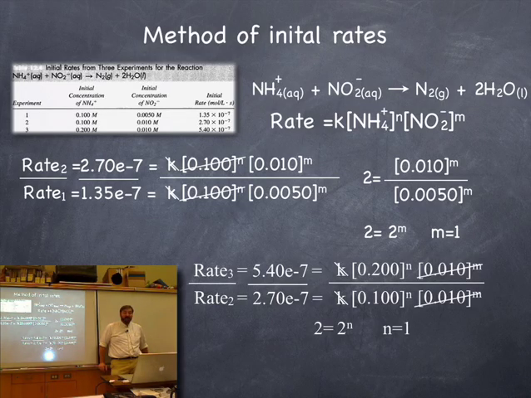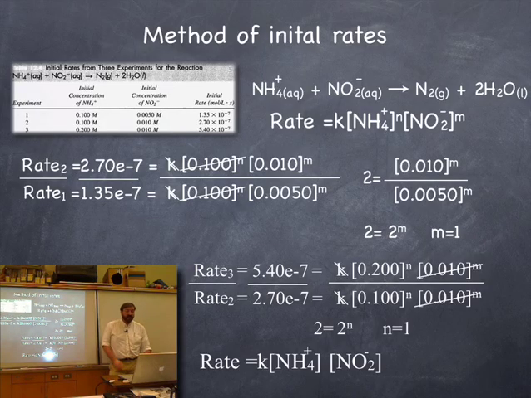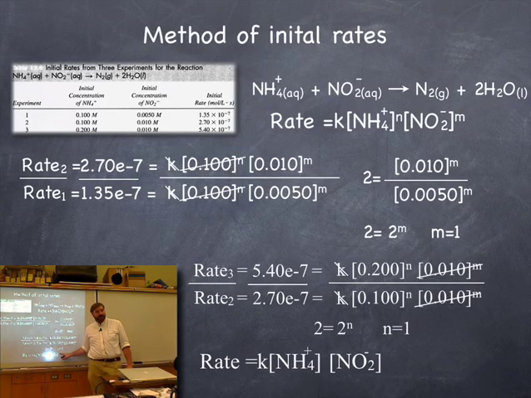Okay? So we can say that the rate is equal to K times the concentration of the ammonium multiplied by the concentration of the nitrite. So this is to the first power, to the first power. That's what we just solved for, N and M.